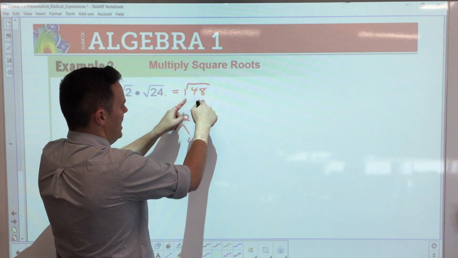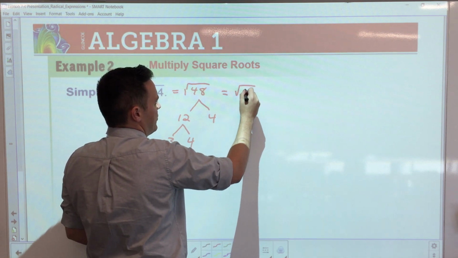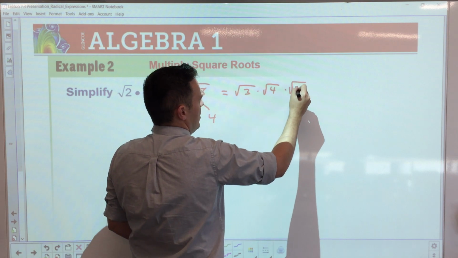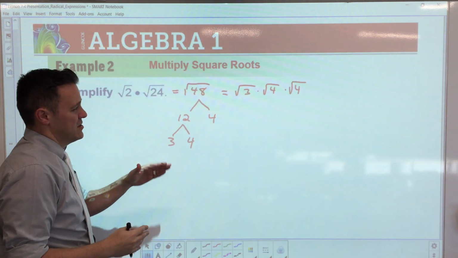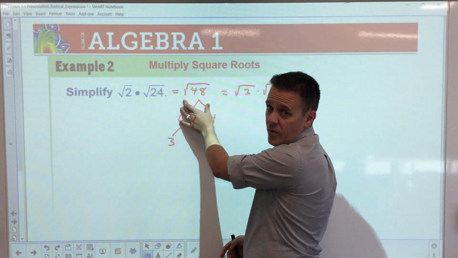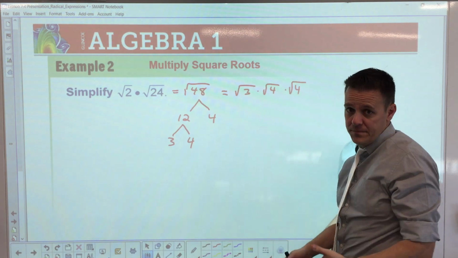12 times 4 is 48. Now I'm done. Now I have my numbers here, okay? So I have the square root of 3 times the square root of 4 times the square root of 4. Hopefully everybody understands. If I were to multiply all of these together, I would get the square root of 48, right? 12 times 4 is 48.